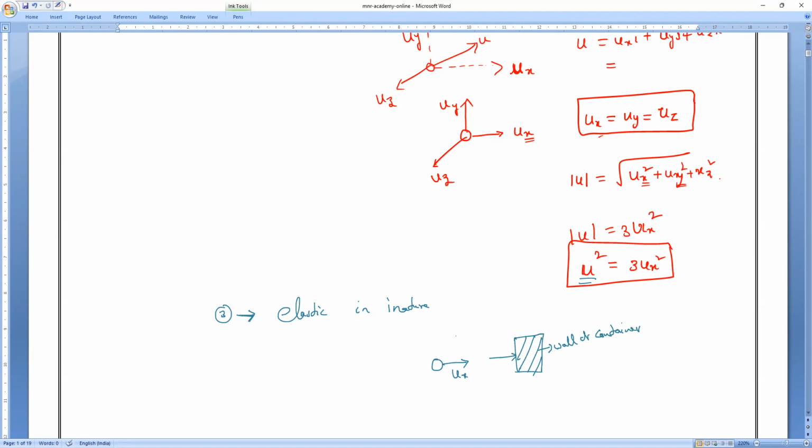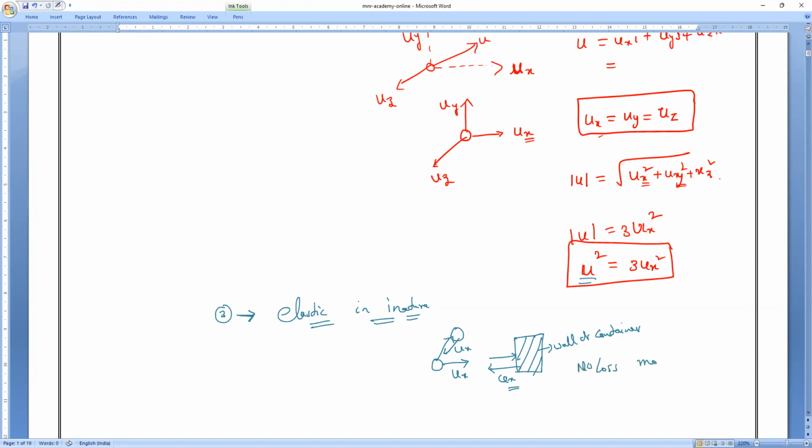Or it may collide with some other particle that is there. It may collide with anything, but it will come back with the same velocity. Same velocity, it will be returned back. That is what we used to say. It is elastic in nature, with no loss of momentum.